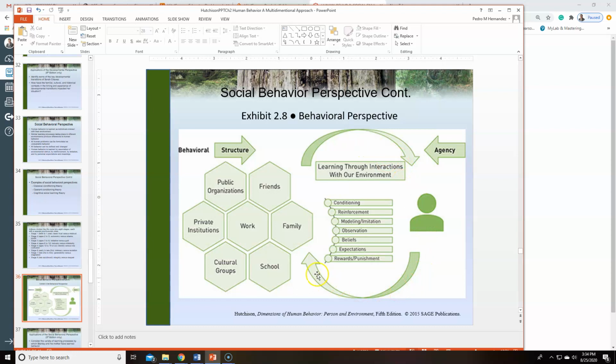But as you see, it's a cycle. One may influence, and sometimes one would be stronger than the other, and it sort of marks our interactions or responses to our environment. You interact, you have the free will, but you also have regulations here at work, at school, the friends' culture. So conditioning, reinforcement, modeling, observation, belief, expectation, rewards, and punishment, right? You can talk about each one of these connected to work, for instance.